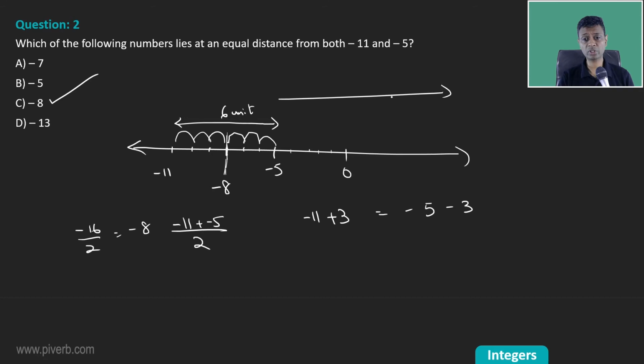Any 2 points on the number line, m and n, the point smack in between them will be m plus n by 2. M and n can both be positive, m and n can both be negative, they can be one positive, one negative, it doesn't matter. Any 2 points on the number line, the number smack in between them, equal distance from both of them, is the average of the two numbers.